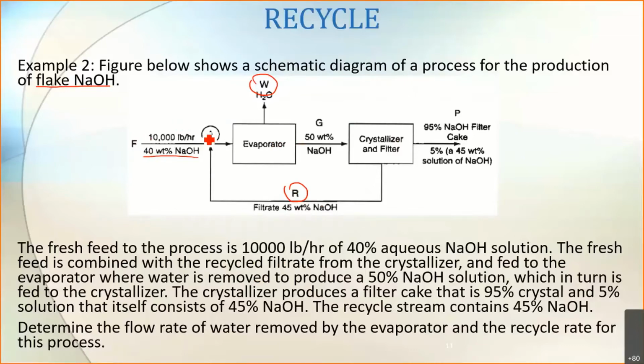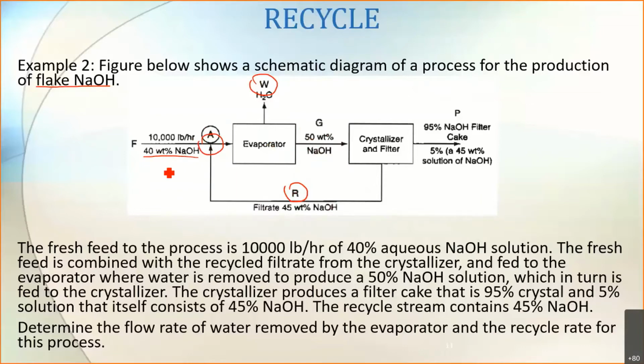Now, since we already know that the value of fresh feed is given, I can say that 10,000 pound per hour is my basis. The next thing is that this fresh feed is combined or mixed at this point. So we can say that this is our mixing point. And after it is mixed, it is sent to the evaporator, where water is evaporated, and you can say here that this NaOH aqueous solution is concentrated.